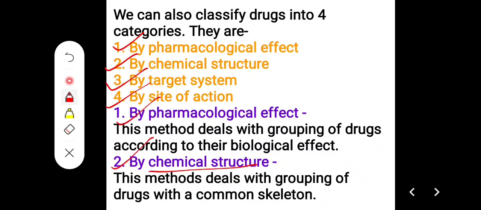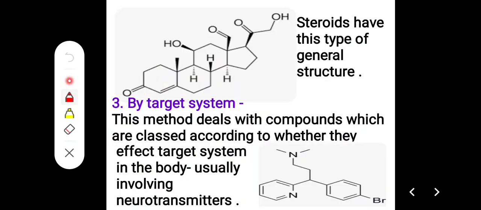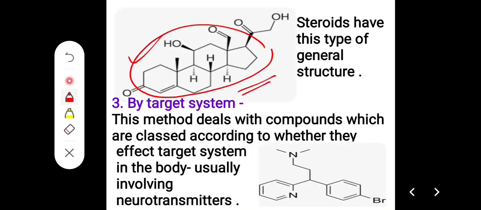Second one, by chemical structure. The method deals with the grouping of drugs with a common skeleton. So the classification is based on the common skeleton. If we categorize one drug in one category, then all drugs of the same class have the same common skeletal structure. Suppose this is the general structure of a steroidal drug. All the steroid drugs have the same structural features. Okay.